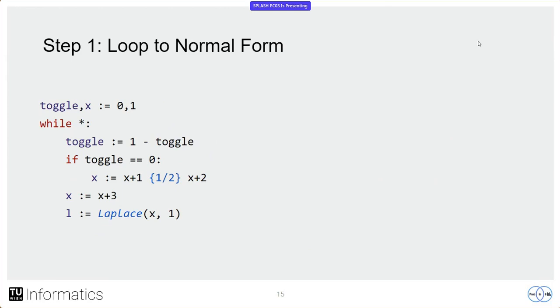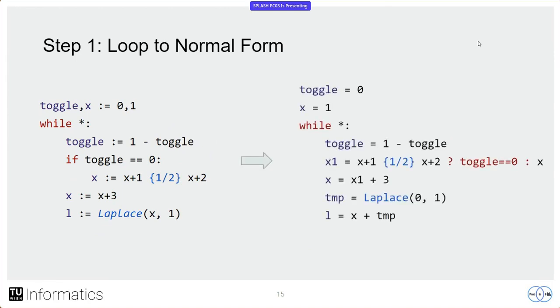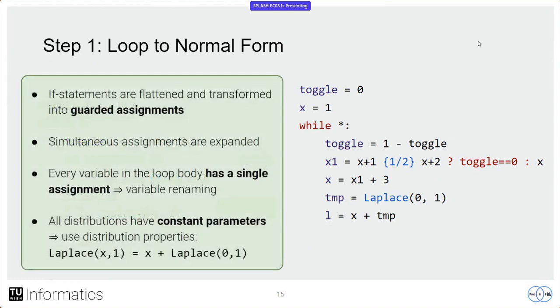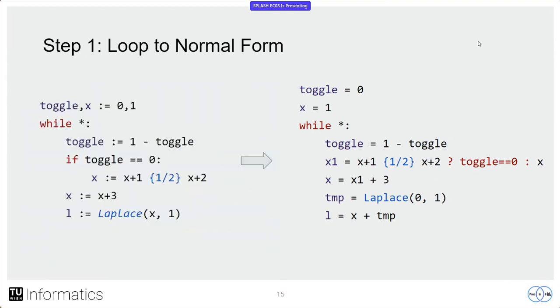Here, for illustration purposes, I took a small part of the program we have seen on the slide before, and we convert this program here into this program. So what happened here? Going from a loop to its normal form, we flatten the structure of the loop body. We convert all the if statements and possibly nested if statements into guarded assignments. So previously you've seen here, for instance, if toggle is 0, then we assign x to this probabilistic choice. And here we have an x1. Don't worry about that yet, but we have this guarded assignment. So we convert if statements into guarded assignments.